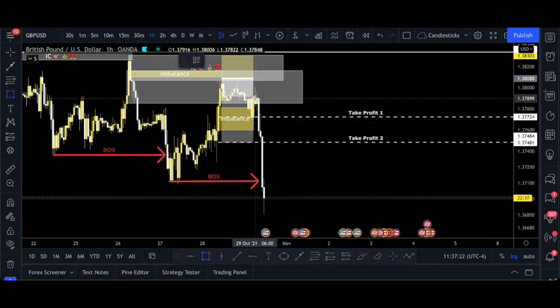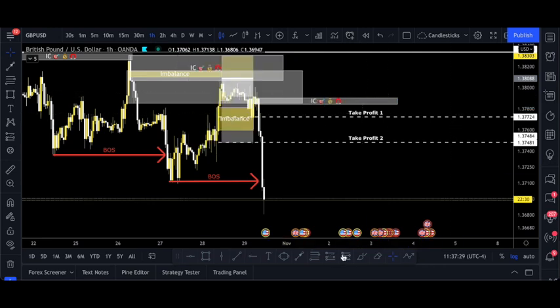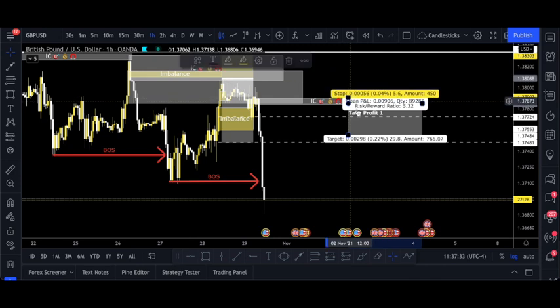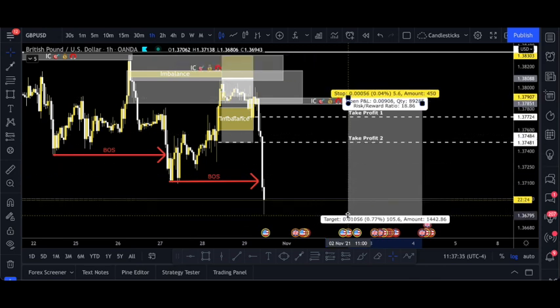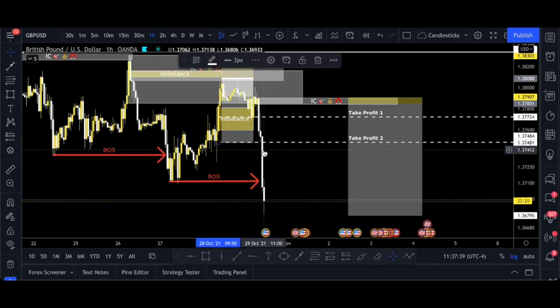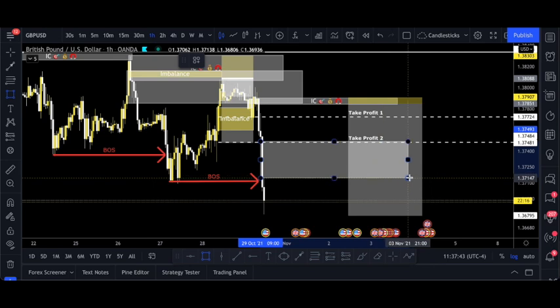Come in here. Boom. Probably something like this. Because guess what? Now we have a bunch of other imbalances that we got to come up here and mitigate. Take a look. We have a massive imbalance right here.